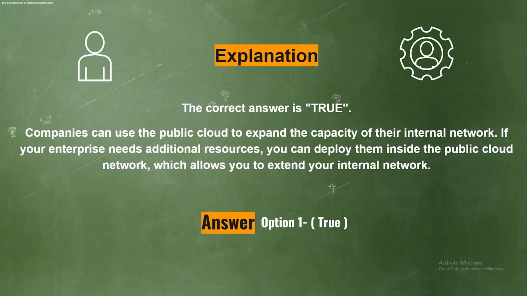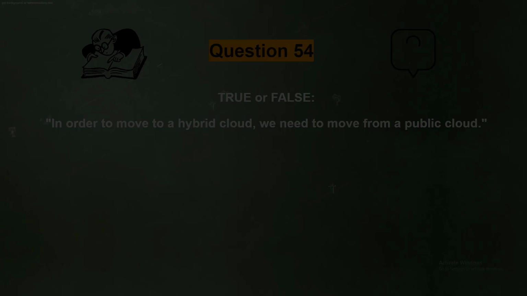Explanation. The correct answer is true. Companies can use the public cloud to expand the capacity of their internal network. If your enterprise needs additional resources, you can deploy them inside the public cloud network, which allows you to extend your internal network.